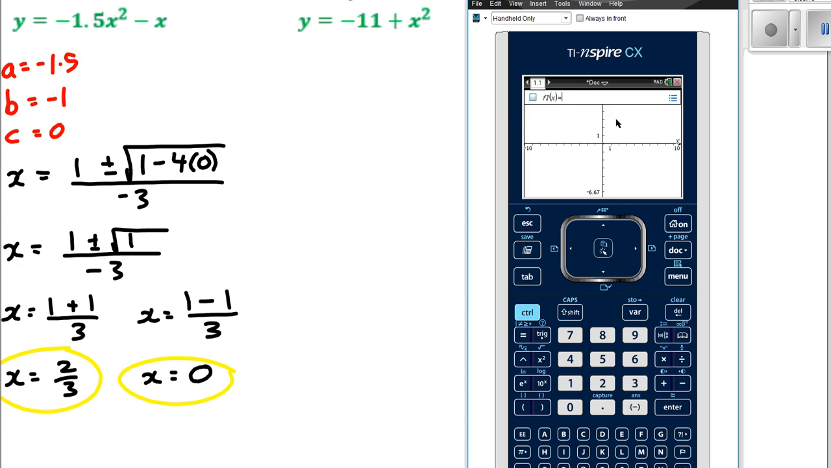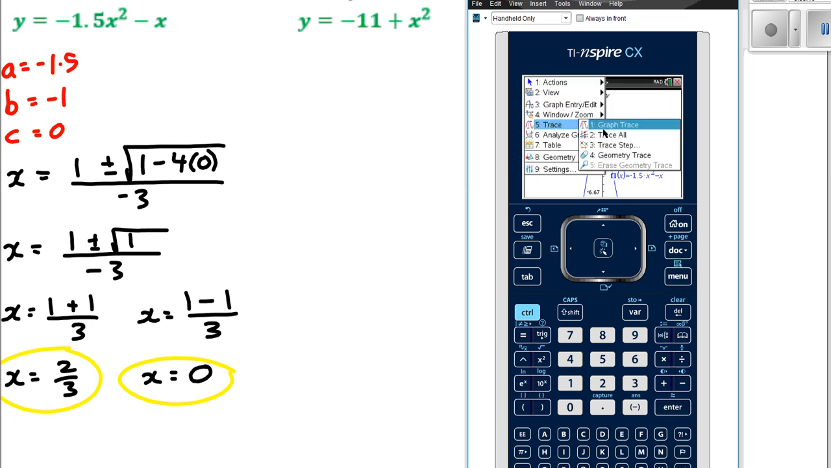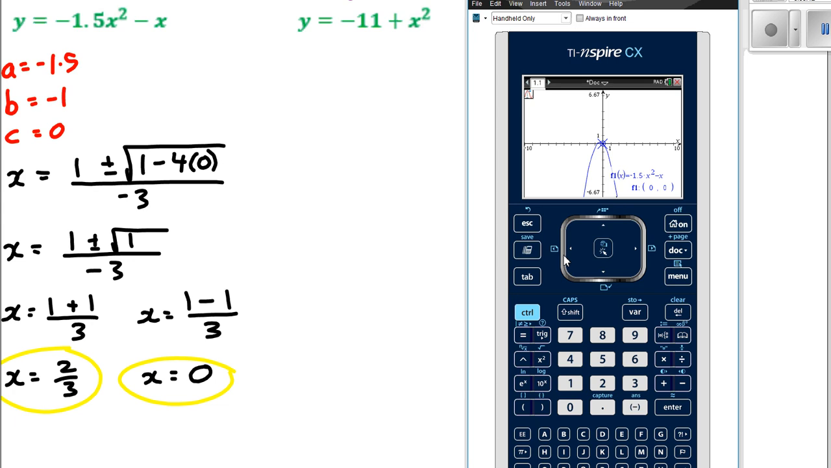So it's negative 1.5x squared minus x. Have a look and see what I've typed in. Is it right? Yep. Cool, we've got 2 x-intercepts. Remember, we can go to menu and try tracing. Graph trace, go left and right. That's our maximum. So if you happened to want to find the maximum, you've got it here.